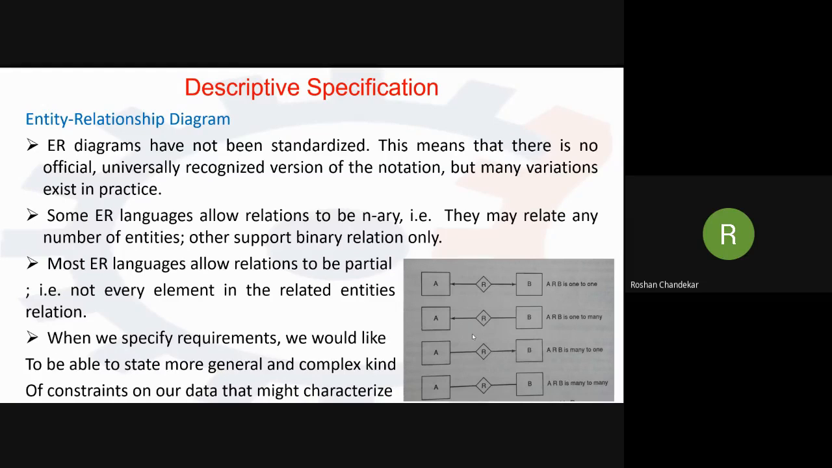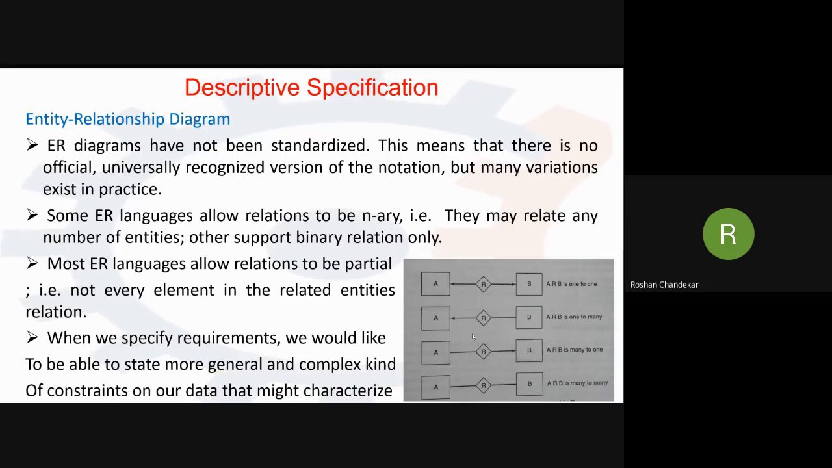There is no standard format for drawing the design diagram like this. There is no official recognition or versioned notation, but variations exist in practice. The relation between two entities varies across other examples also. Some entity relationship diagram languages allow relations between n entities. That means one entity having many relations, or many relations having one entity, or many-to-many relationships.